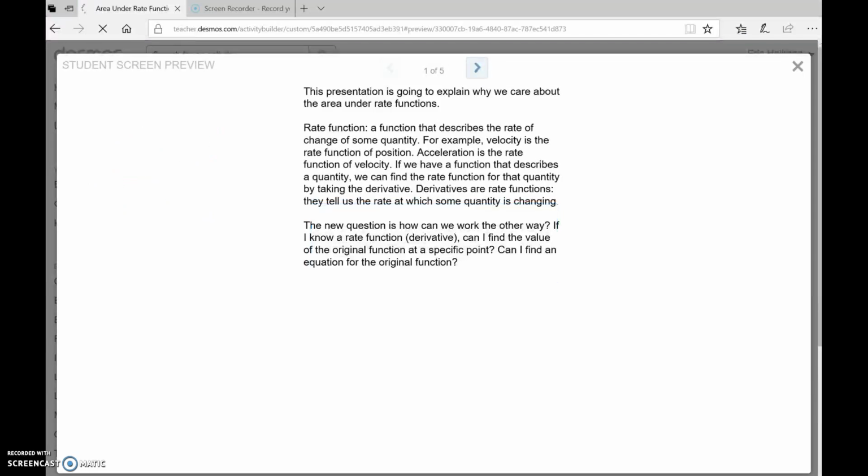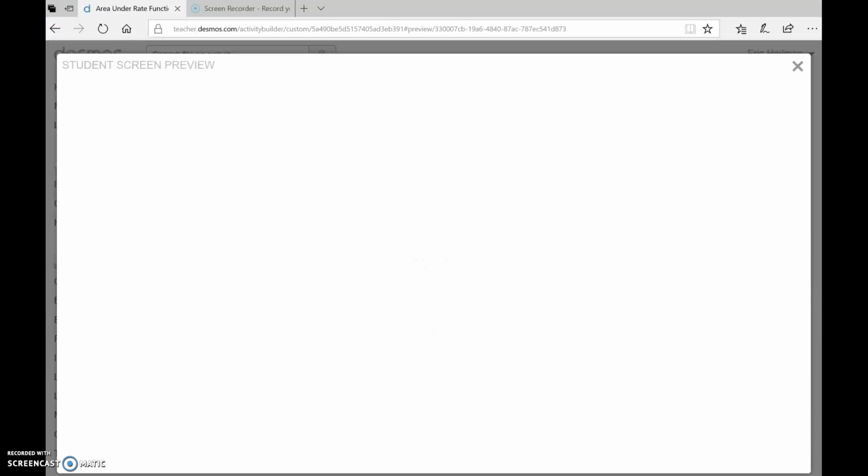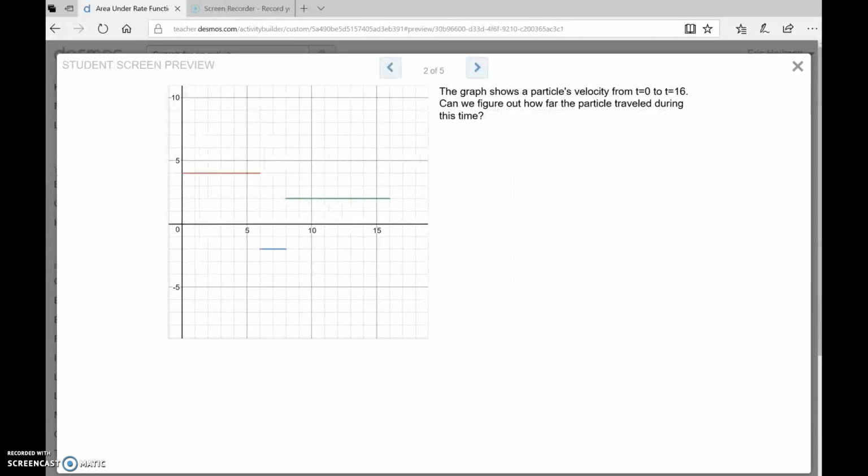Okay. So we're going to start with a pretty simple velocity function. It's going to be a particle. It starts off going 4 meters per second, and then once it gets to 6 seconds, it suddenly starts moving backwards to the left at -2 meters per second. And then after a couple seconds, that switches back to 2 meters per second. So the question is, can we figure out how far this particle traveled during this time? Can we figure out its change in position in between t equals 0 and t equals 16? And I think the answer is yes.